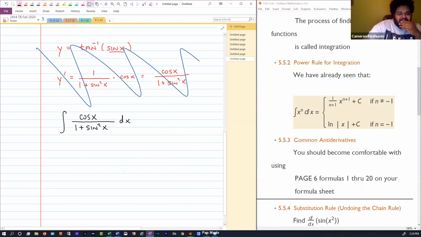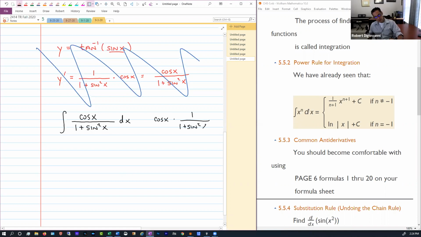You could technically split it, like you said, by multiplying cosine by 1 in the numerator. Oh yeah, that we could do. But then you can't find the antiderivative of those separately, because there's multiplication between them.